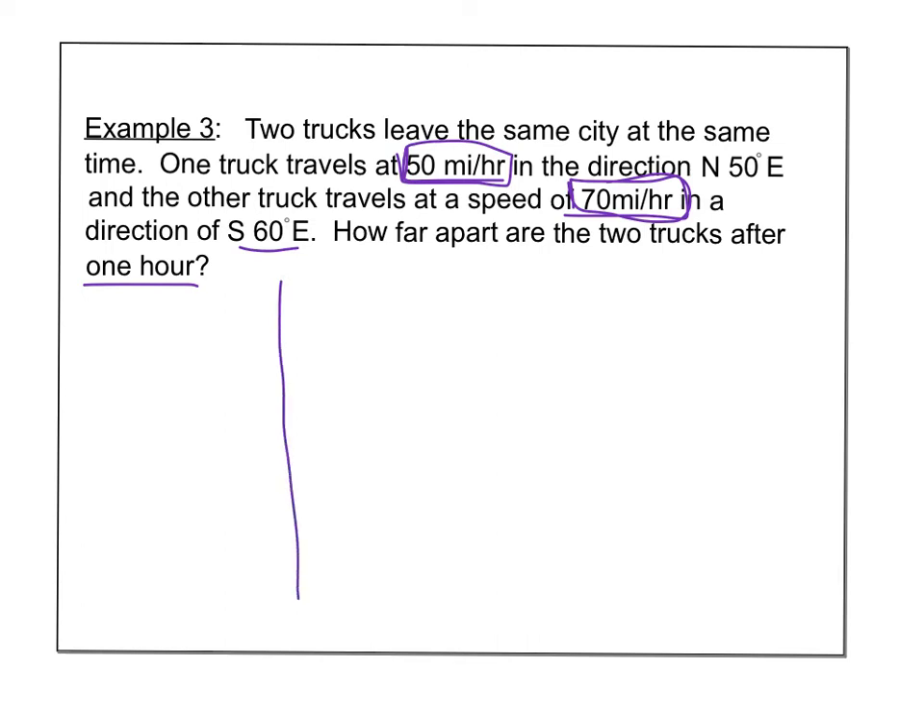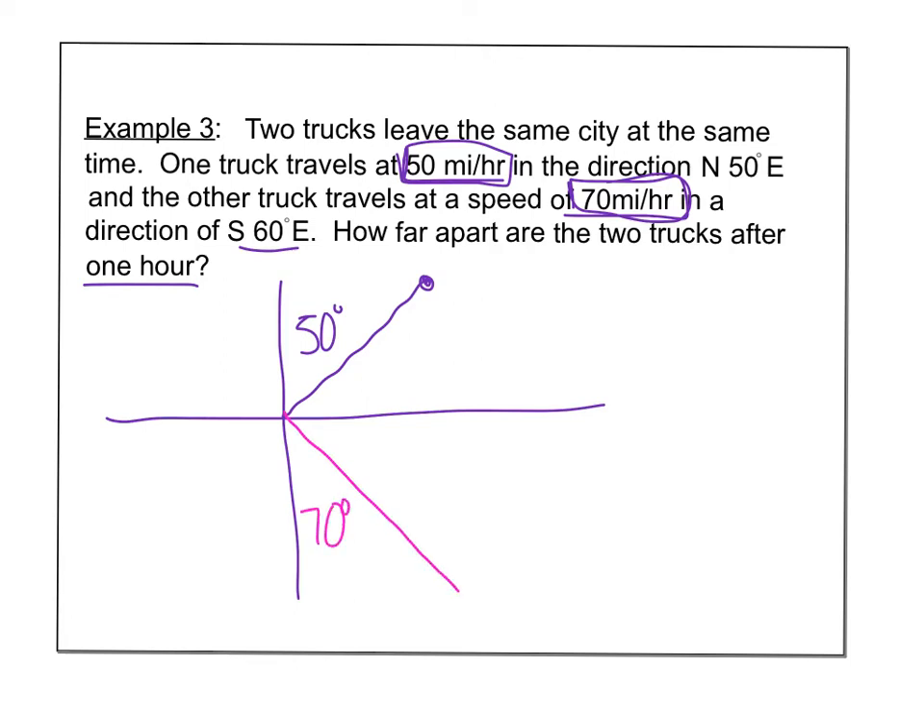So let's look at what I'm dealing with here. One truck travels 50 miles an hour at north 50 degrees east, so that's 50 degrees there. The other truck travels at 60 degrees, for 70 miles. So that's 60 degrees, this is 70 miles. The top one is 50 degrees, and that's 50 miles. What they want to know is this distance right here.